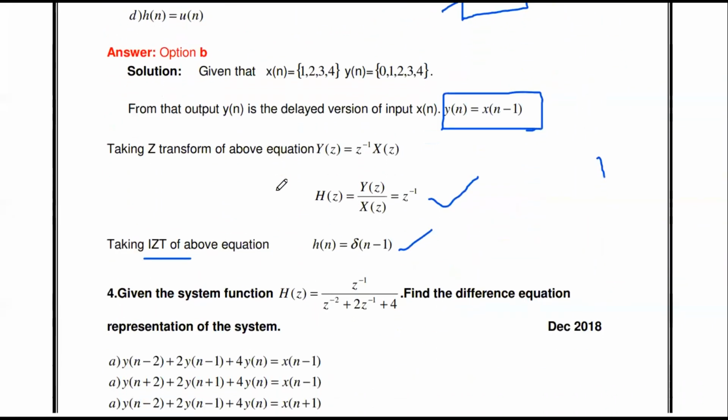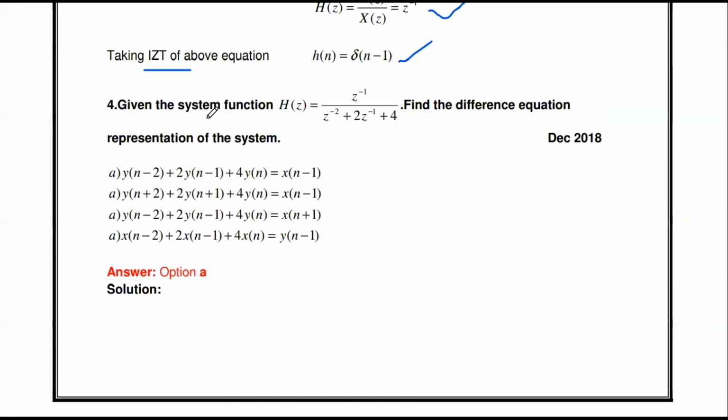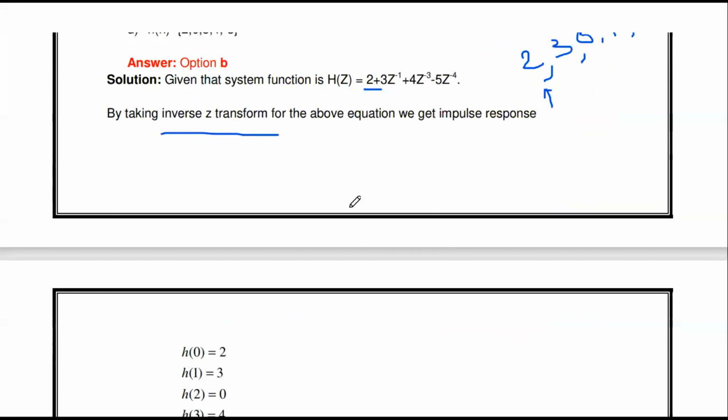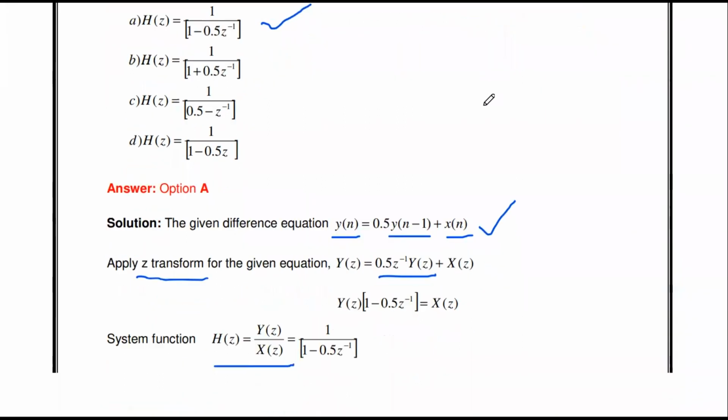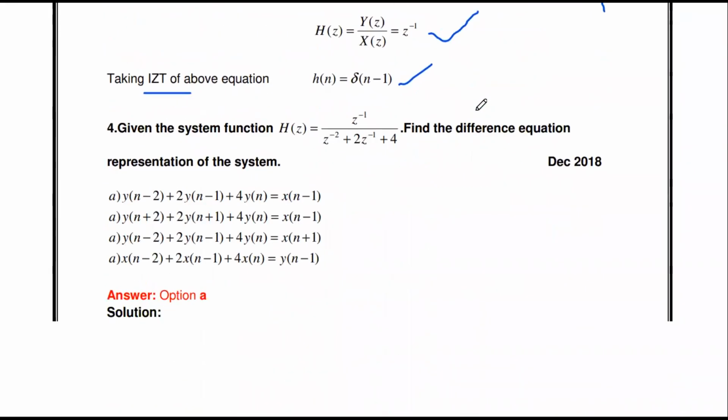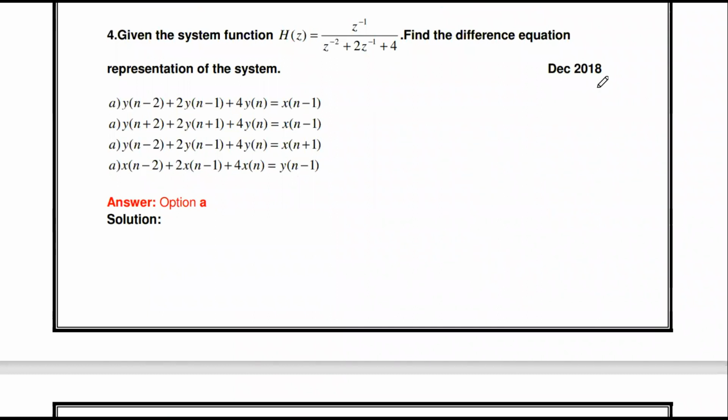Then the next question: given the system function H(z) equal to this, find the difference equation representation of the system. This problem is just the reverse of the first problem. In the first problem, the difference equation is given and the question is to find the system function H(z). In this problem, H(z) is given, and we have to find the difference equation. So that is the reverse question. It is also one of the university questions, December 2018.